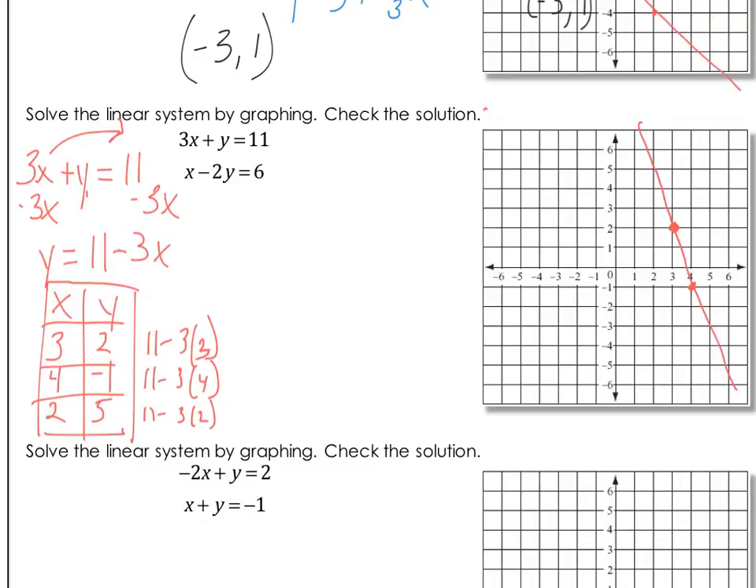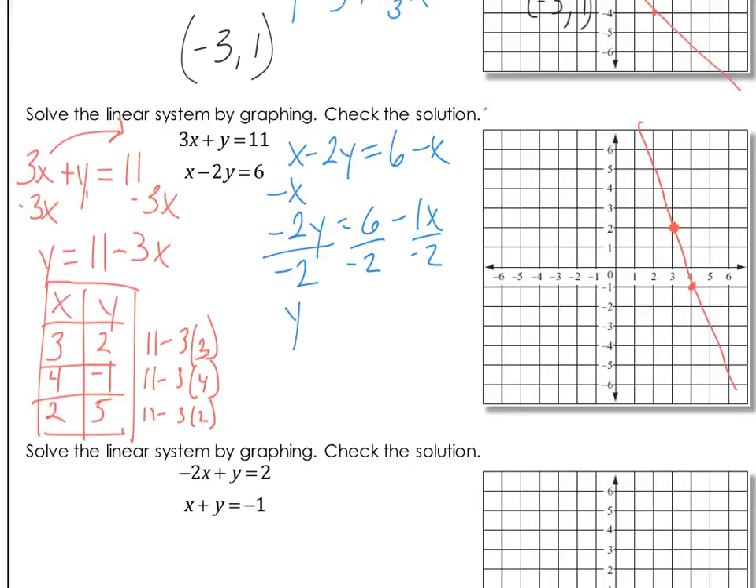This is x minus 2y equal to 6. So again, we've got to move x over, so we'll subtract x. Negative 2y equals 6 minus, you can think of that as a 1x. Divide by your coefficient in front of y, so negative 2. Watch your signs, and we're almost done. So 6 divided by negative 2, negative 3. And this is a negative 1 divided by a negative 2, so that's a positive 1/2 x.